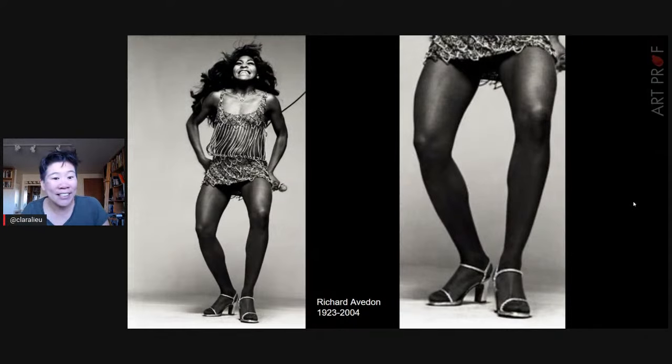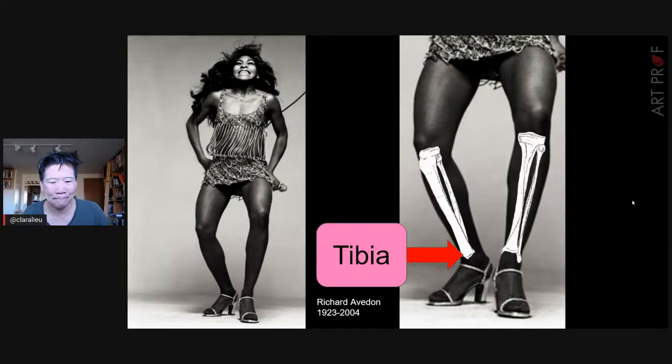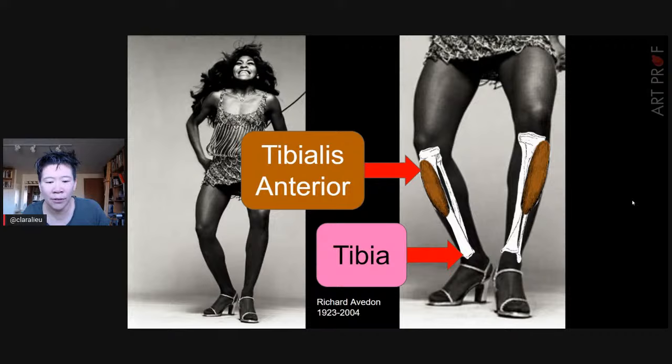Okay, let's take a look at Richard Avedon's photo of Tina Turner. Oh my gosh, the things I Google for these anatomy streams. I was like Googling like Hollywood actress legs. It's like terrible. Like, I'm not a creep. I really just want exposed legs that show the anatomy. So there's the tibia. And remember, the patella's on top. Okay, it's not on the tibia, it's on top. And those are your baguettes, tibialis anterior.